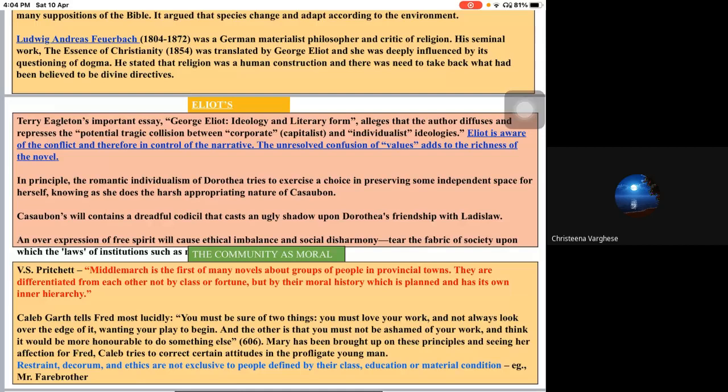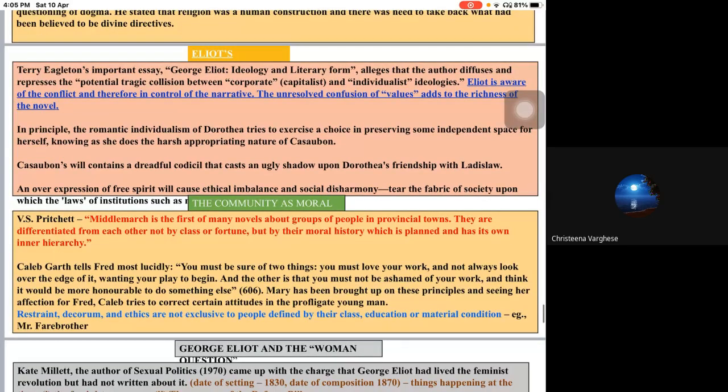So look at this. Caleb Garth is an example. He tells Fred very clearly, most lucidly, you must be sure of two things. You must love your work and not always look over the edge of it, wanting your play to begin. And the other is that you must not be ashamed of your work and think it would be more honorable to do something else. So Mary has been brought up on these principles. These are sound principles, right? To love your work and not be ashamed of the work that you do.